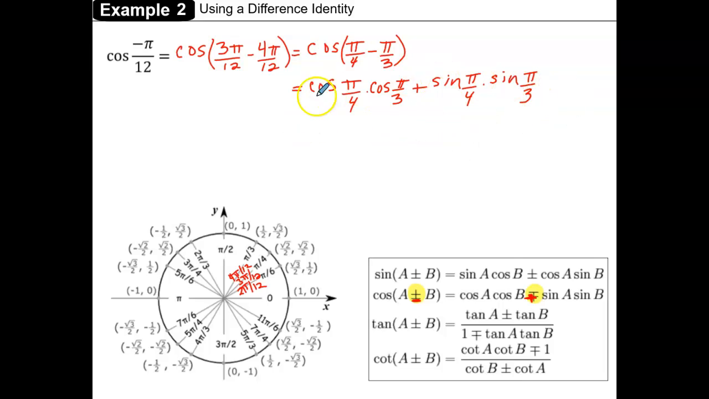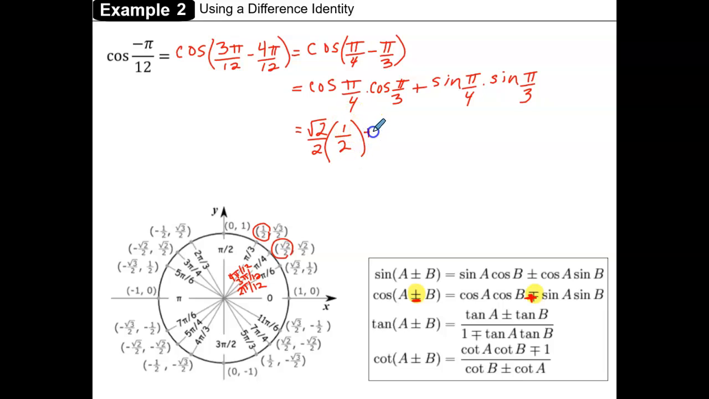Okay, so we just applied that difference identity for cosine, and now we're going to substitute the exact values for each of these trig expressions. Cosine of pi over 4 is asking for the x-coordinate at that angle pi over 4, and that's the square root of 2 over 2. Then we multiply that times the cosine at pi over 3, which is the x-coordinate at pi over 3, and that's 1/2.